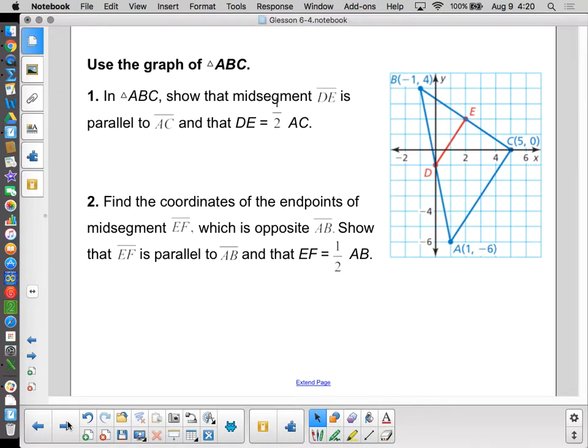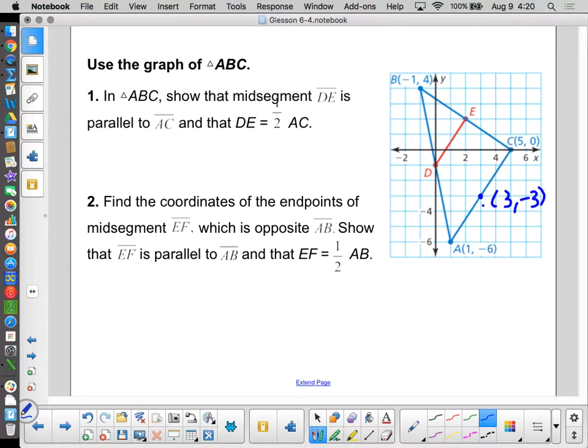Again, show the midsegment of DBE is parallel and that it's twice the length. That's exactly the calculations we just did. Now it says find the, so I'm not going to worry about that right now. It says find the coordinates of the midpoint for segment EF, which is opposite AB. So I need to find the midpoint of this side, AC. Well, 1 plus 5 is 6. 6 divided by 2 is 3. And 3, negative 3 is going to be that midpoint. I'm going to call that point F.